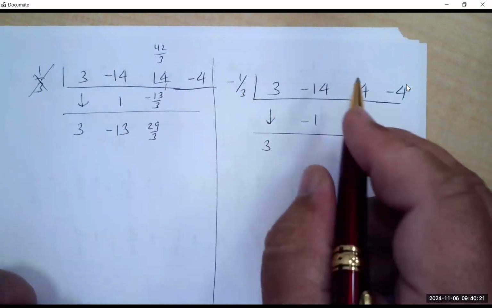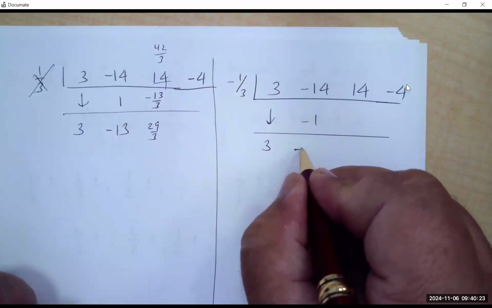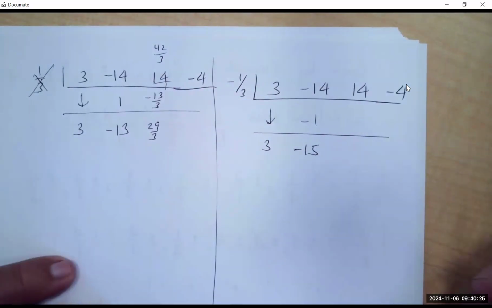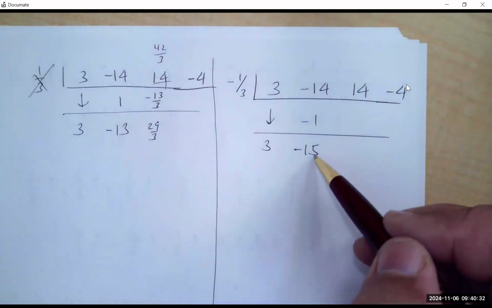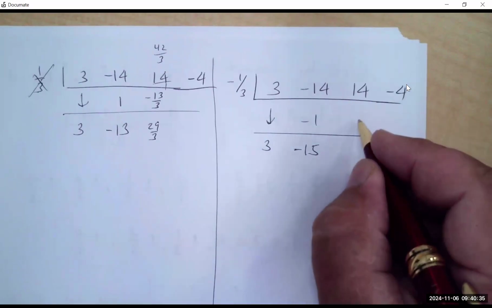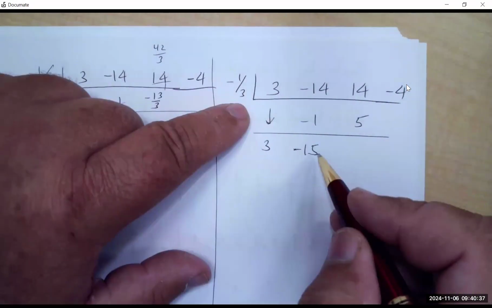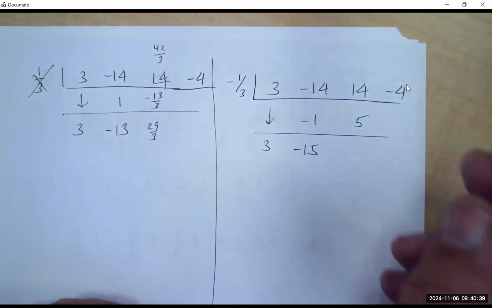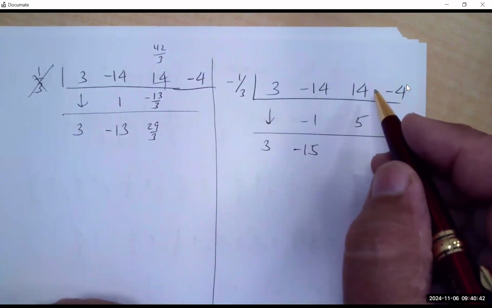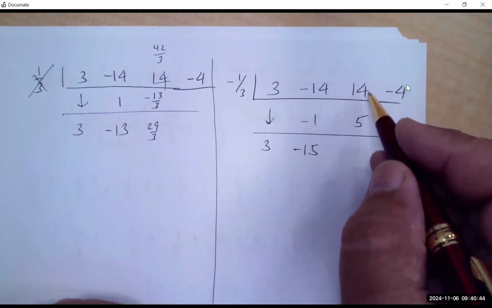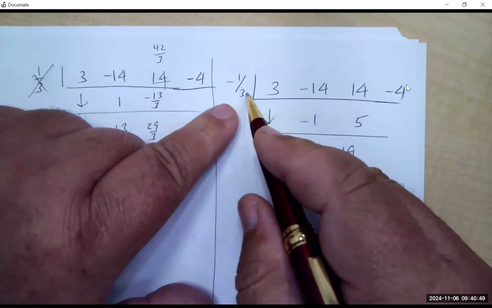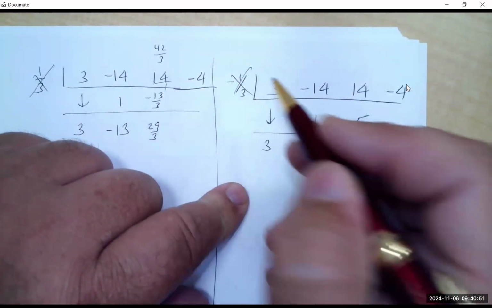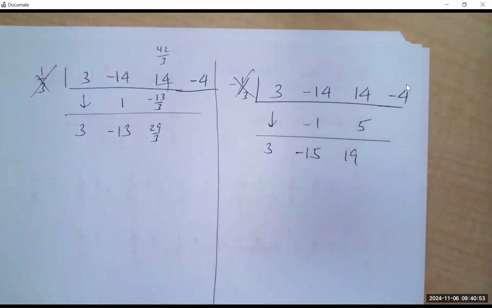-1/3 times 3 is -1. -14 minus 1 is -15. Ooh, this one might look good too. So -1/3 times -15 is a +5. 15 divided by 3. So 14 plus 5 is 19. No, that's not going to work, because 1/3 times 19 is not going to give you 4.